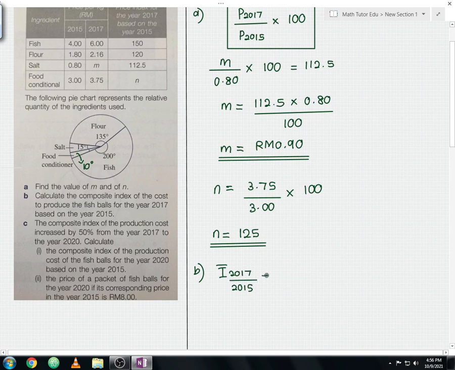Is equals to, so from here let us start with the fish ingredient. The price index is 150, and then you times with the respective weightage, which is 200 degree. And then you plus with the flour, the price index is 120, and then you times with the respective weightage, which is 135 degree.